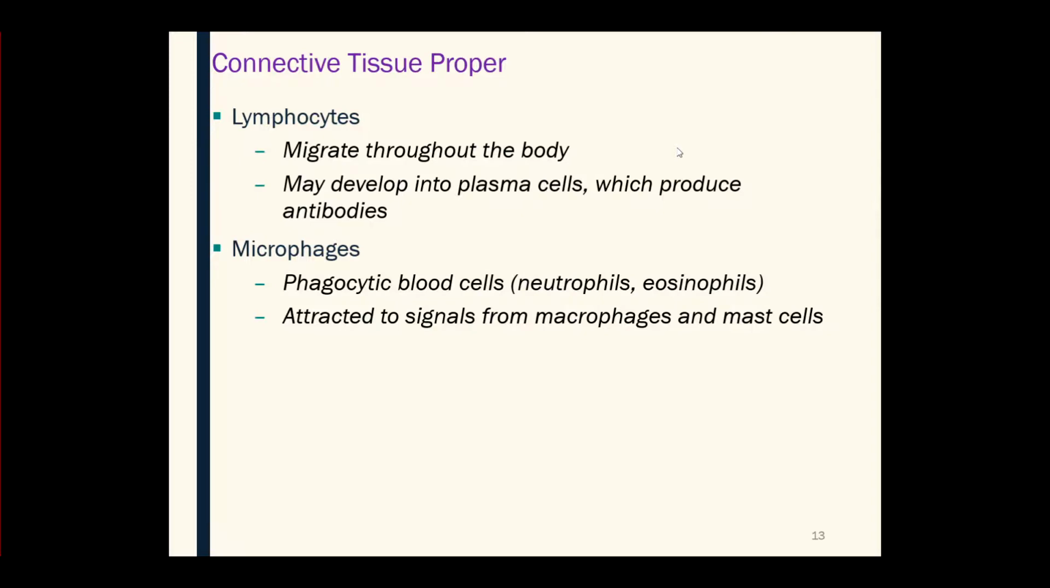Finally, guys, macrophages are also phagocytic cells. We're not going to study them this semester, but they're known as neutrophils and eosinophils. These are some of the cells that are actually attracted by the different chemicals that are released by the macrophages and the mast cells.